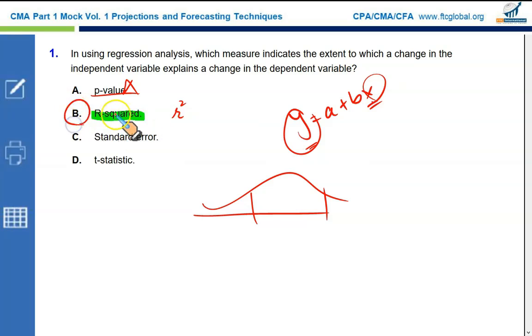Why not C, the standard error? Standard error simply is a measure of the standard deviation or the variability of a sampling distribution. This is clearly not what we're looking for. T statistic, it is again one of the measures we use in testing of hypothesis. So this is not something you are going to be tested on. B is the right option.